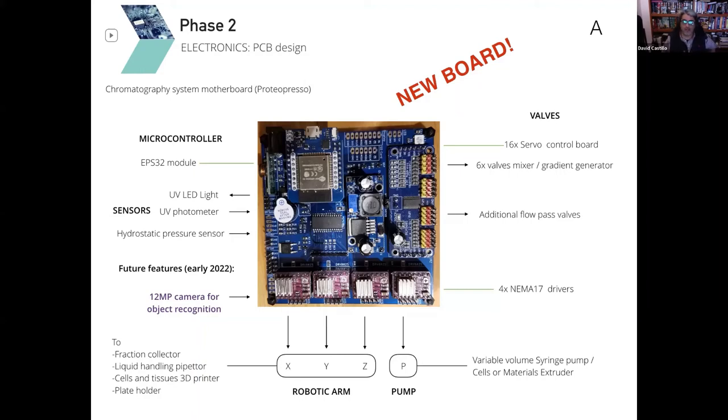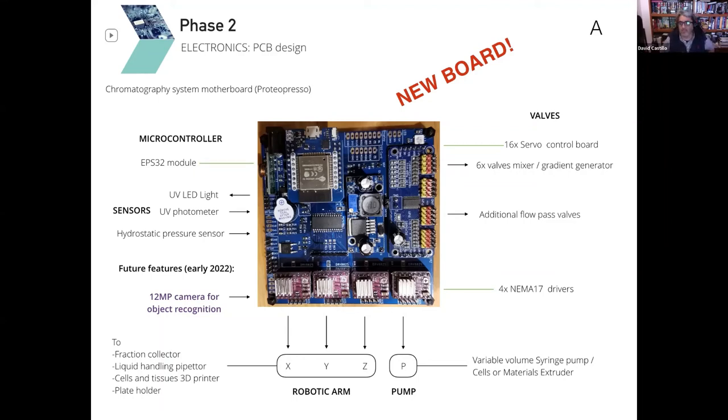This is the motherboard that is controlled by an ESP32 model. And what it's going to be incorporating is those devices or those sensors that are required for the purification process, for the downstream process. So it would incorporate a UV light, the sensors for a UV photometer or a visible UV photometer as well, and hydrostatic pressure sensors for controlling the pressure that is input into the chromatographic media. And there will be features like, for example, an object recognition camera for doing several other things.